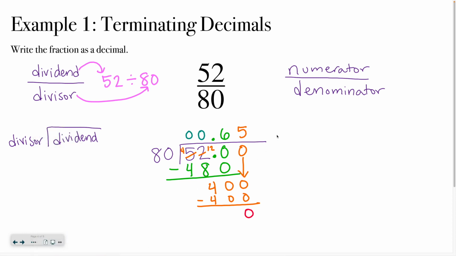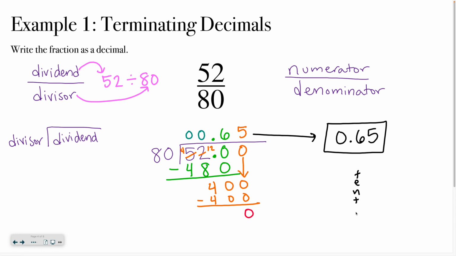Now if I were to take this number up here and rewrite it, usually we just put a 0 in front of the decimal point, and then we copy our number. So our answer would be 0.65, or if you were to say it with our math vocabulary, 65 hundredths, because that 5 is in the hundredths place. Remember, it goes tenths and then hundredths. So 65 hundredths would be our answer.